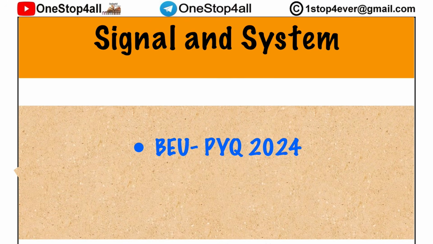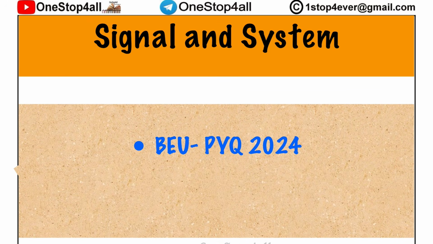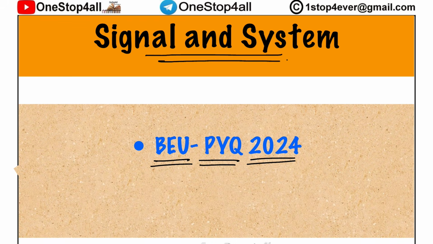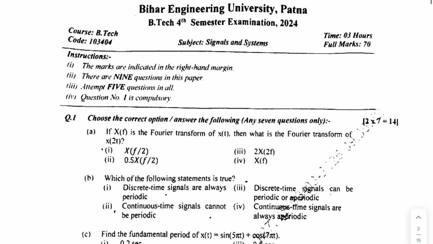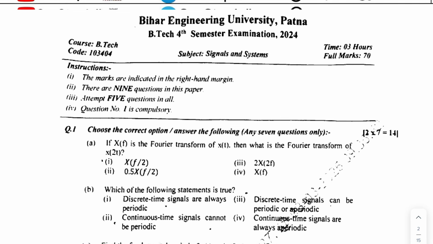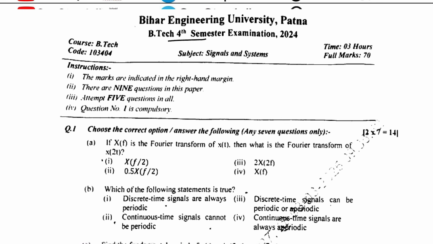Welcome friends. Today in this lecture I am going to discuss the Bihar Engineering University, that is the BEU, previous year question of 2024 for the subject Signal and System. Okay. Now let's start. Here is the pattern, it is the question paper for the 4th semester 2024 Signal and System for the Electrical Engineering department. Okay. And it is the Bihar Engineering University, Patna.